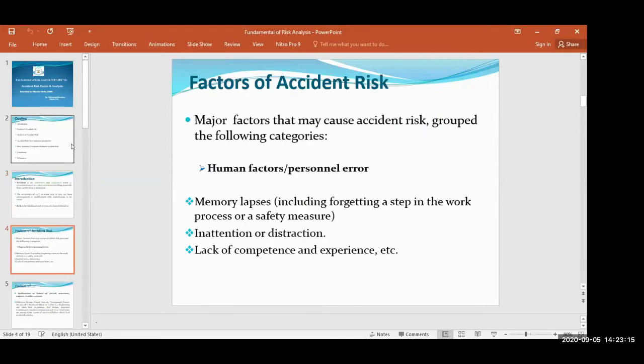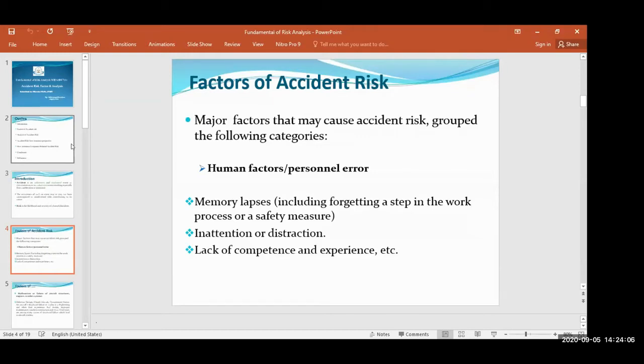So when you look at factors of accident risks, there are so many factors, but we can group these factors into 5 or 6 scenarios: human factor or personal error, malfunction or failure of aircraft structure, engine or other system, deficient maintenance, hazardous environment involving weather, volcanic ash, birds, etc., air traffic management error, and a combination of these can be a factor of accident risks. When you say human factor or personal error, it can be from memory lapse, intention or distraction, lack of competence and experience, etc. This is a highlight, not in detail.